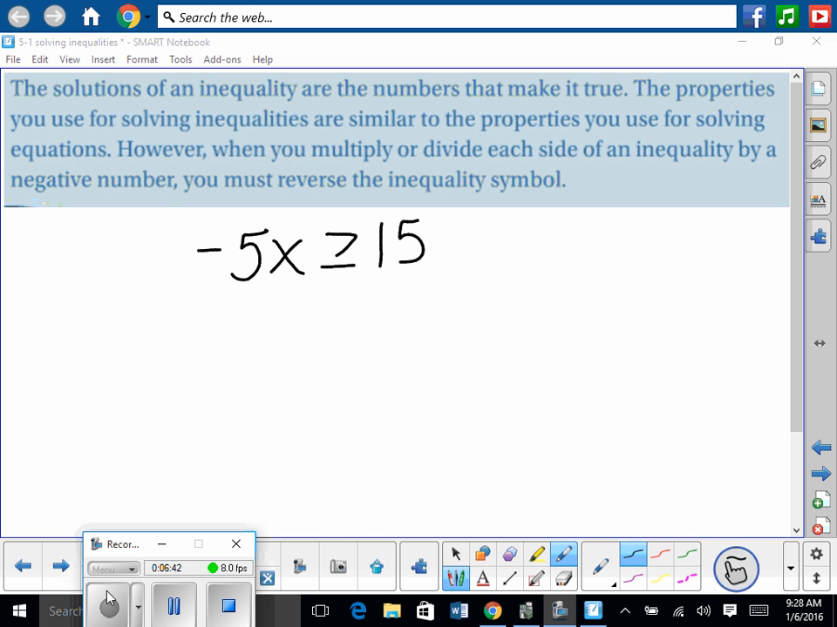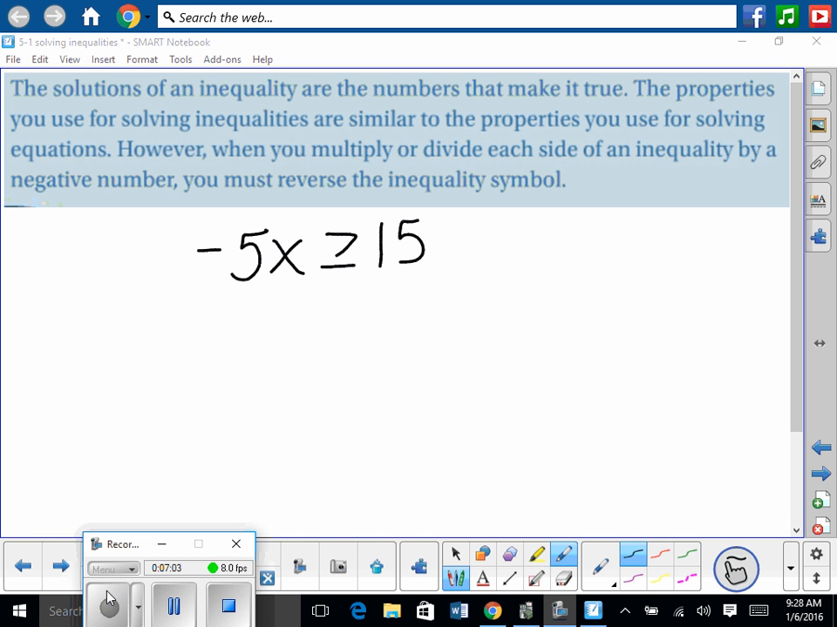There is one little itty-bitty detail you cannot forget with an inequality, and that is if you divide or multiply when solving. If you divide or multiply by a negative number, you have to flip the inequality. So if the inequality is this way, you've got to flip it this way. If you divide or multiply by a negative number. Do you all understand? You forget to do that and you're wrong.